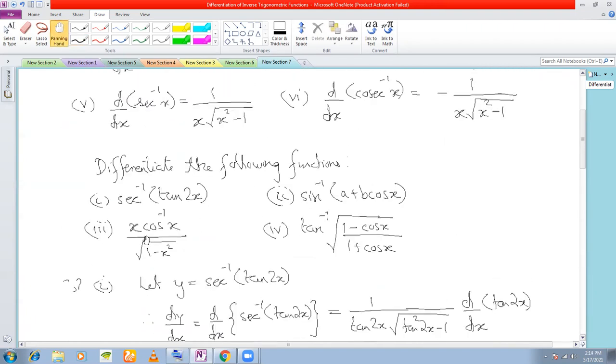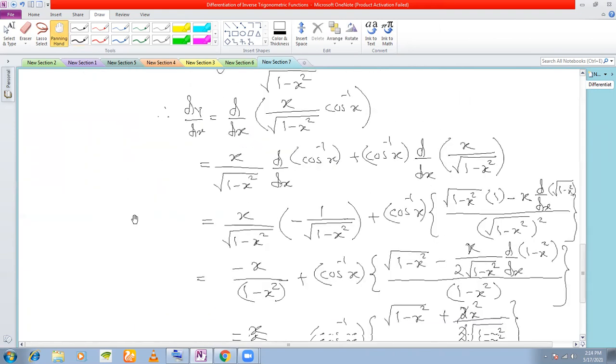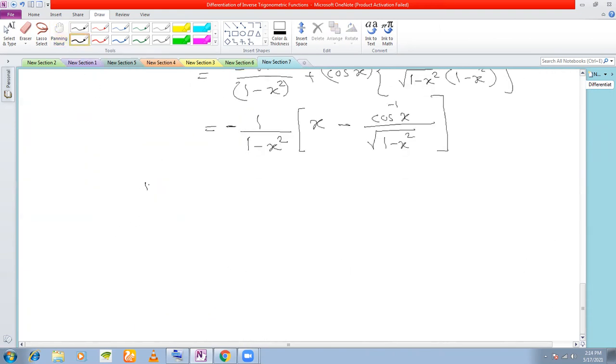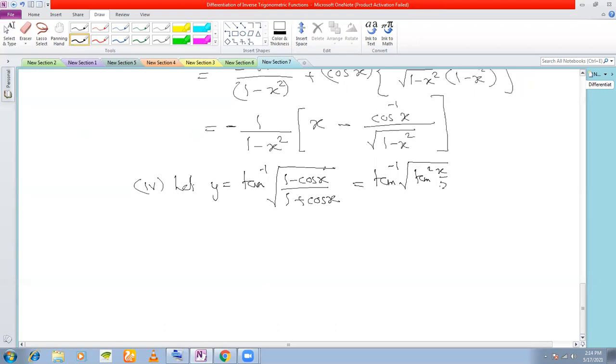Last one here is tan inverse root of 1 minus cos x by 1 plus cos x. See that you can simplify this. You know the formula for 1 minus cos x by 1 plus cos x. You know this to be tan square of half the angle, isn't it? We get this as tan inverse tan x by 2, which is simply x by 2.